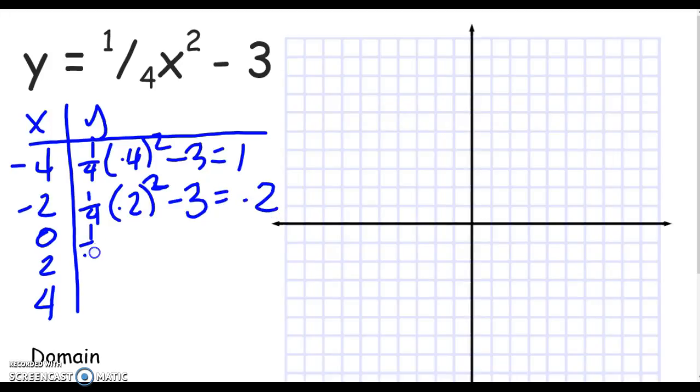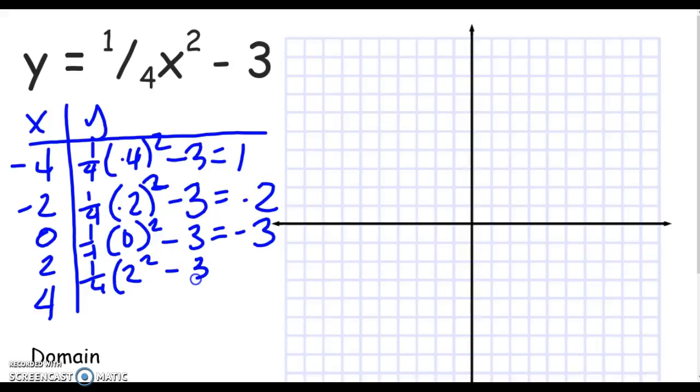1/4 times 0 squared, well, that is 0 minus 3, which is a -3. And 1/4 times 2 squared minus 3, well, 2 squared is 4, times 1/4 is 1 minus 3, which again is -2, and you don't even have to do the last one because you know that that's going to be a positive 1. Let's go ahead and graph that, and we're going to have to go over -4 up 1, -2 down 2, over 0 down 3, over 2 down 2, and over 4 up 1. Graph your parabola.